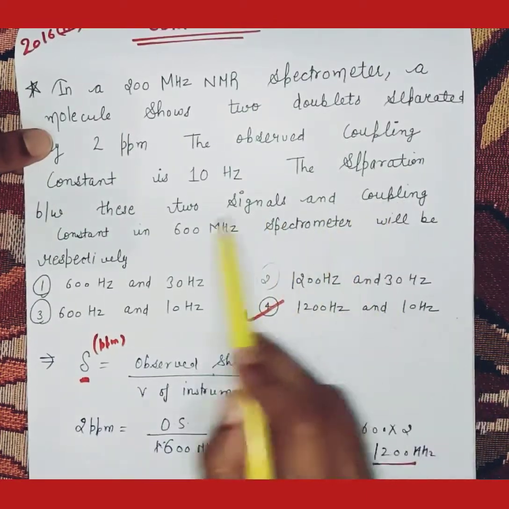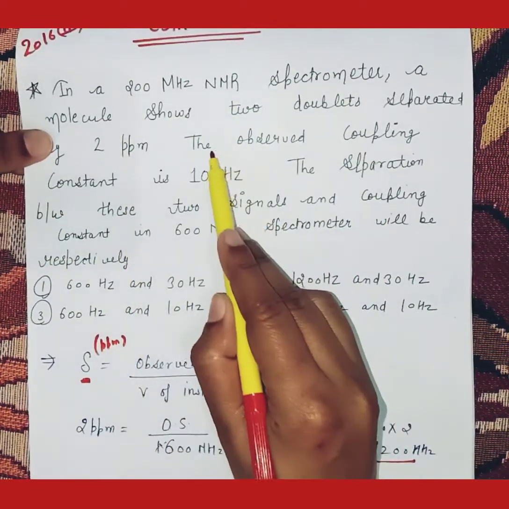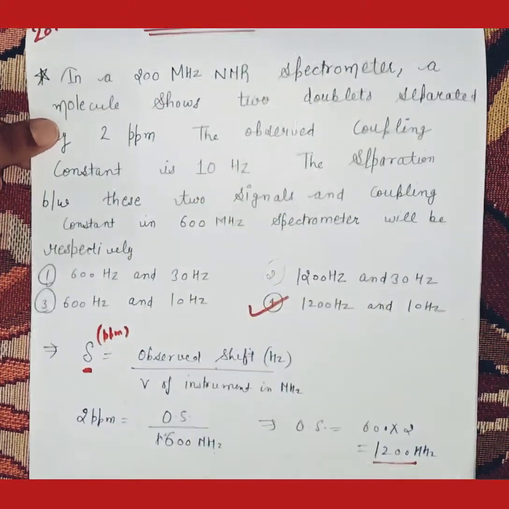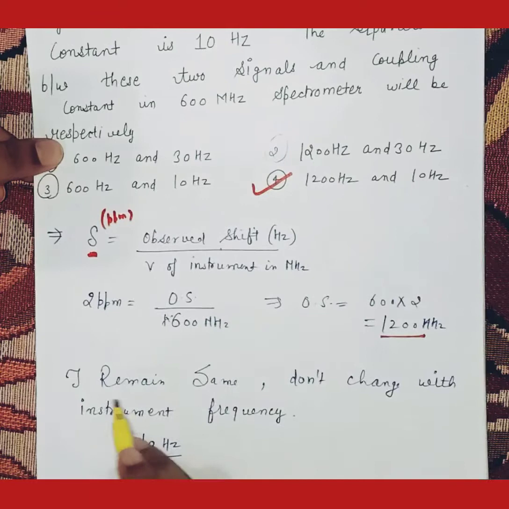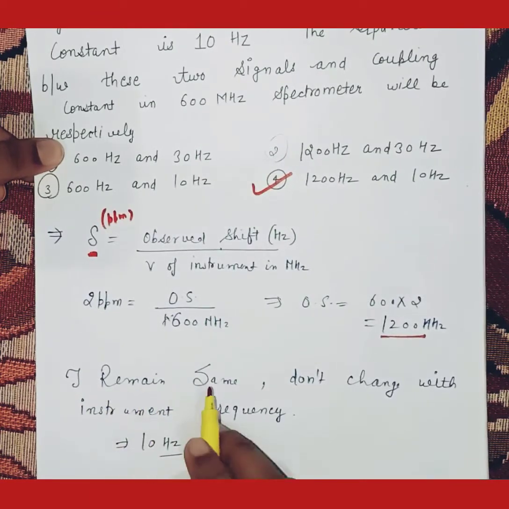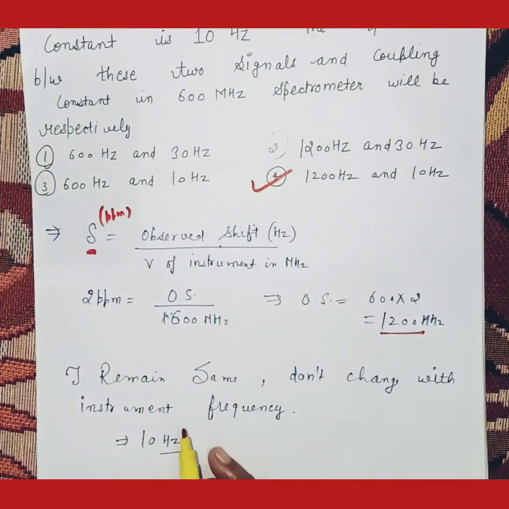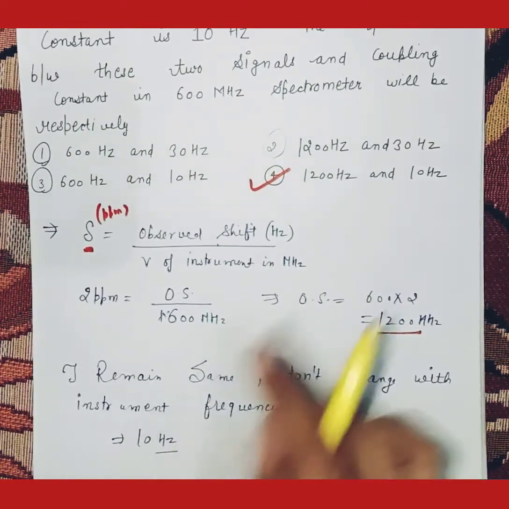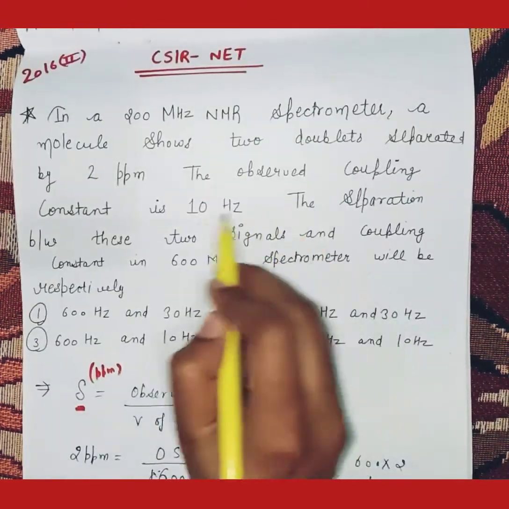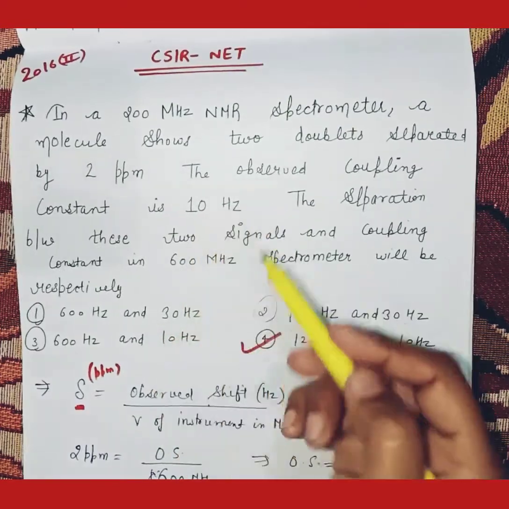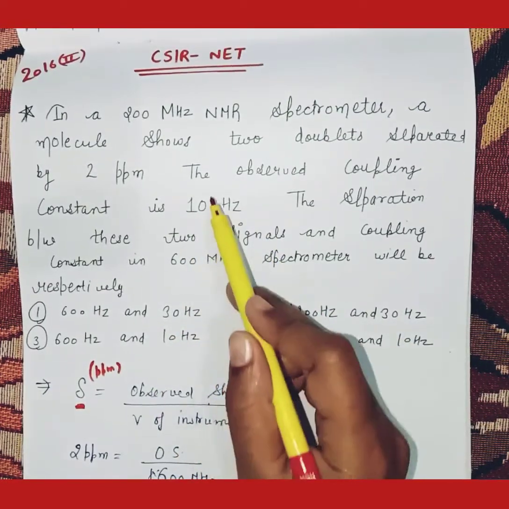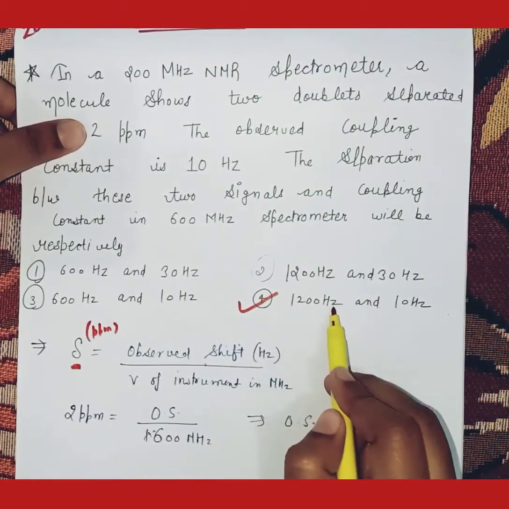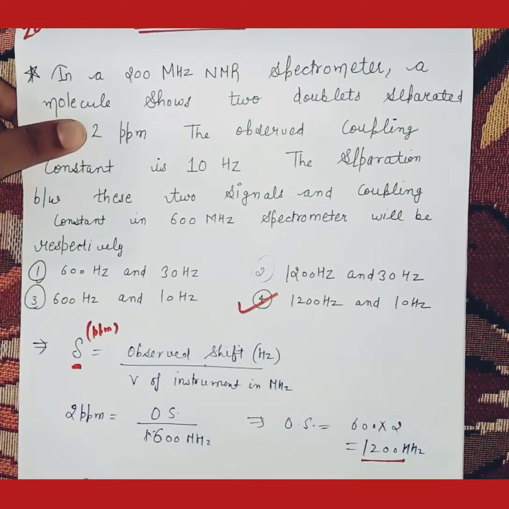Now we have to find the coupling constant, and here the observed coupling constant is 10 hertz. You have to remember one thing: J coupling constant values remain the same. They don't change with the value of instrument frequency. So in the case of 600 megahertz, it is also 10 hertz. So your answer is 1200 hertz and 10 hertz.